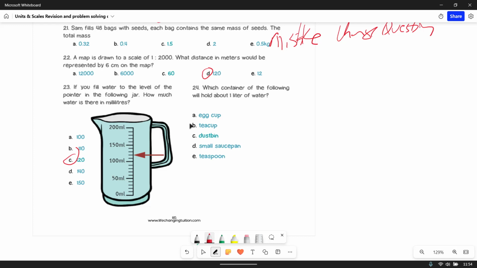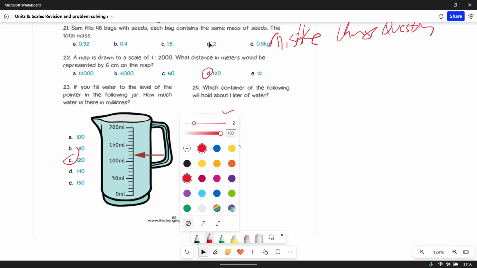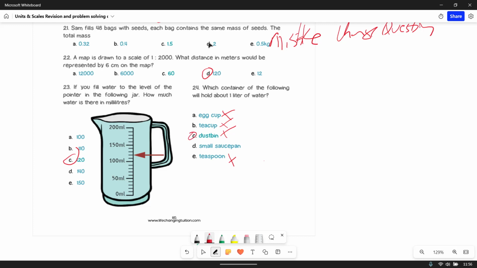24. Which of the following containers will hold 1 litre of water? So 1 litre of water. So we're talking about 1,000 milliliters. So let's do elimination. That's too small. That's too small. That's too big. That's too small. So 24 is going to be D. So yeah, the answer says dustbin, but I think a dustbin's around 30 liters. So I'm going to put the answer as a saucepan. That's typically 1 liter. Mistake here. So put it here. Change that onto that.